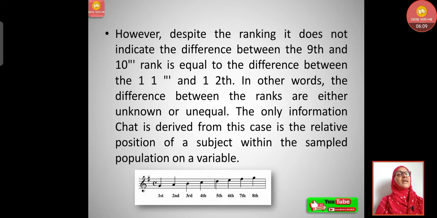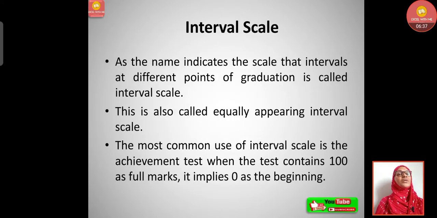However, despite the ranking, it does not indicate that the difference between the 9th and 10th rank is equal to the difference between the 11th and 12th. In other words, the differences between the ranks are either unknown or unequal. The only information derived from this case is the relative position of the subject within the sampled population on a variable. So the next one is interval scale.